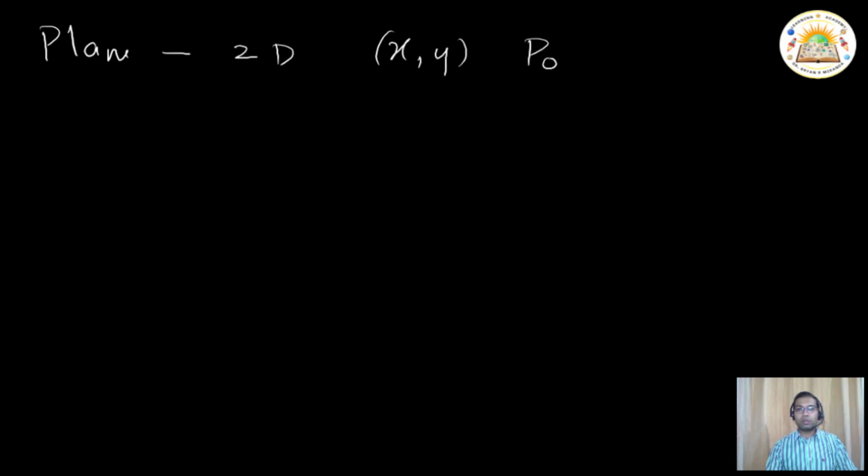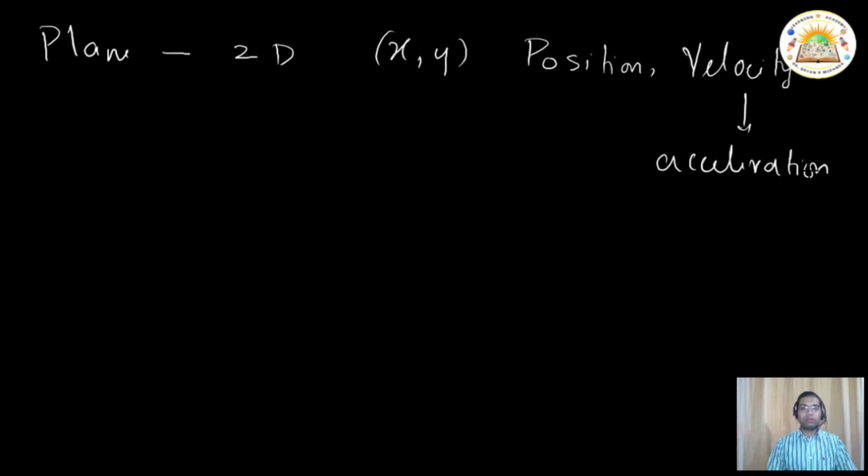So for instance, in a plane, we know that a plane is a two-dimensional system. So when I say two-dimensional, we generally have x, y axes. So what we can do right now is we can find the position, the velocity, and the acceleration also. Now, how are we going to do this? For this, we need an xy axis.